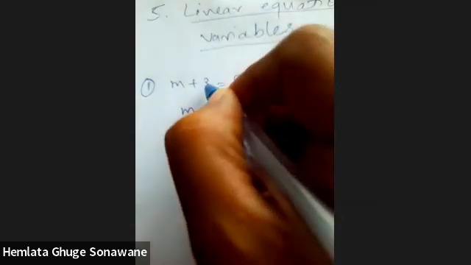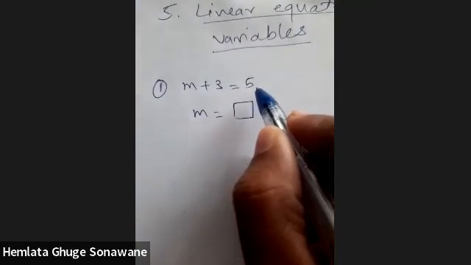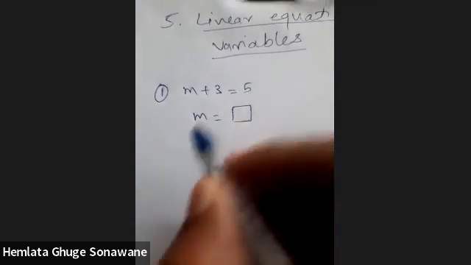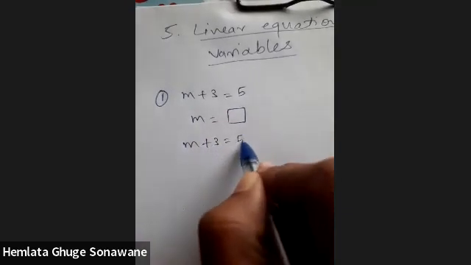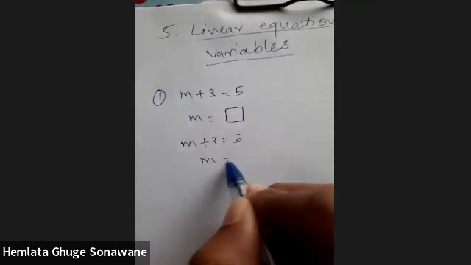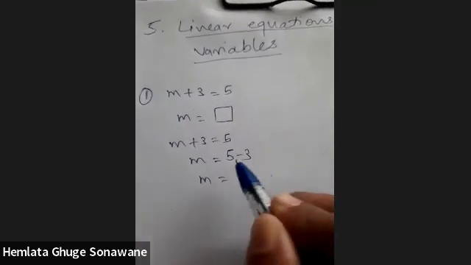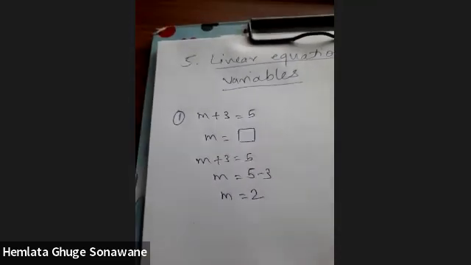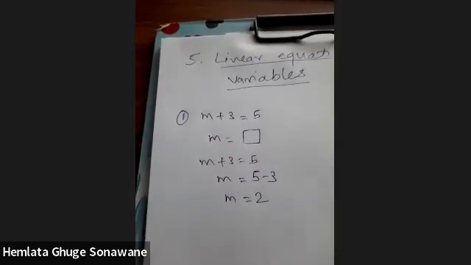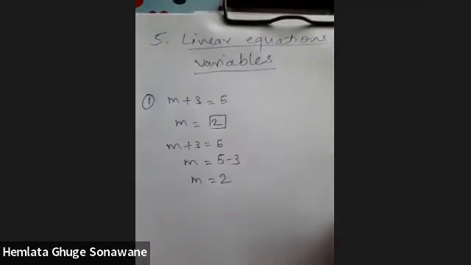What we'll do? This plus 3 becomes minus 3 at the right hand side. So we'll write again m plus 3 is equal to 5. So m is equal to 5 minus 3. 5 minus 3 is 2. So we'll get the value of m as 2. Okay, so we'll write here in the box 2.